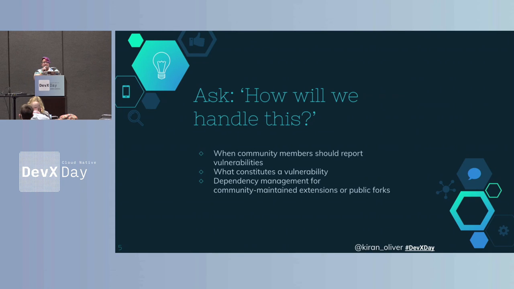Another thing to keep in mind is to ask how you'll handle when things go wrong. Because they're going to. If you don't think they will, I promise they eventually will. Just wait. You should have strategies in place that will detail when and how community members should report vulnerabilities, what constitutes a vulnerability, and evaluate dependency management for your community-maintained extensions or public forks or whatever community contributions those are. Are you going to require people to keep their dependencies up to date? Are you going to have a policy that says if something isn't updated within 30, 60, 90 days, you will face some sort of action, etc.? Having those things defined beforehand helps make your security policies and governance easier, especially when your community is scaling.